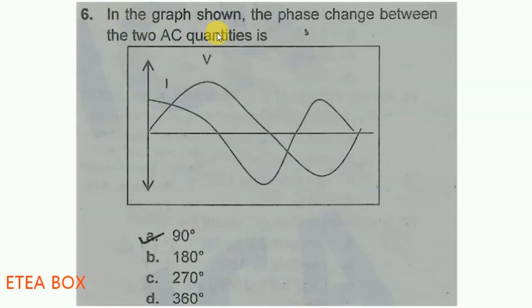In the graph shown, the phase change between two AC quantities is, so here is the voltage and this one is the current. So the phase change between the two is 90 degrees. Look here, when the current is at its peak, the voltage is at 0. Here the current is 0 and the voltage is at its peak. So in this way they both have a 90 degree phase change.